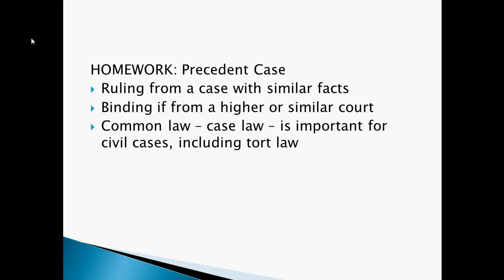For example, if a matter is being heard in the district court and a case with similar facts has been heard in the Supreme Court, that becomes a precedent. It influences the judge's decision because of the similar facts. Remember, when we're talking about civil cases, and a tort is a civil case, we're talking about common law, case law, the law that's built up by the ruling from cases, as being very, very important.